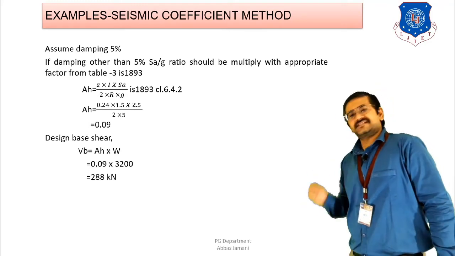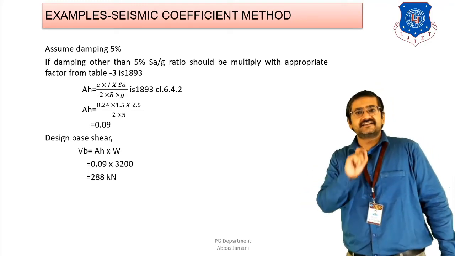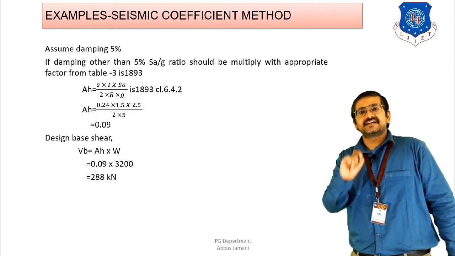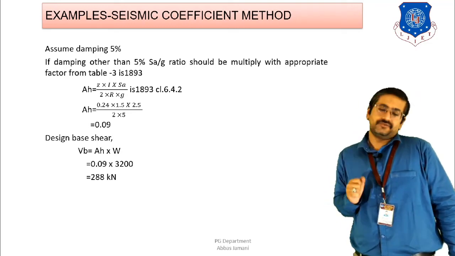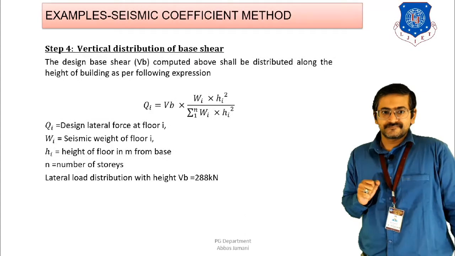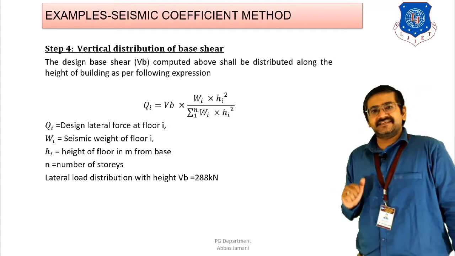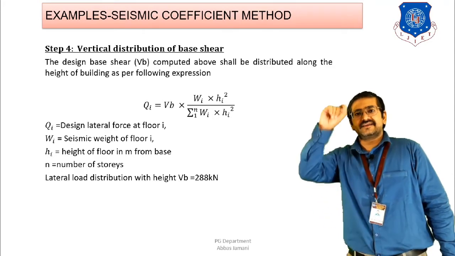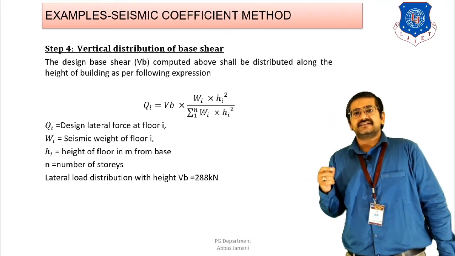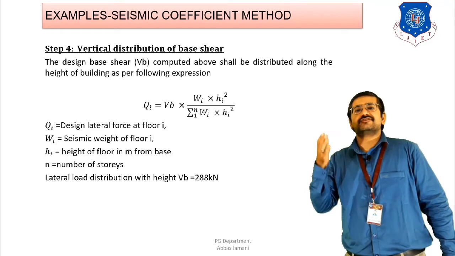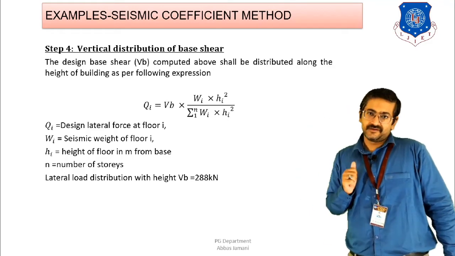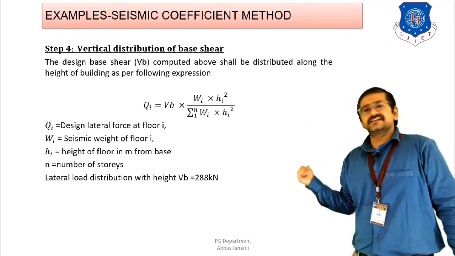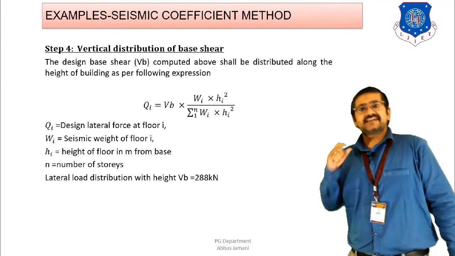So I hope this definition or the understanding regarding the base shear and the interpretation of the value of Ah is clear to you, right? Now once the base shear is there, 288 is the total value. However, the height of the building is 9 meters. So the next question is how the distribution of this base shear is going to be along the height of the building. So the next step is the vertical distribution of base shear.